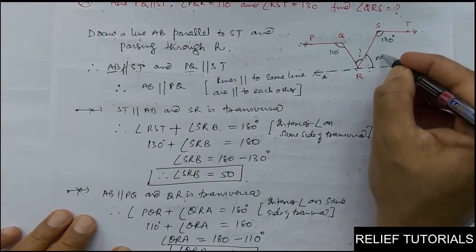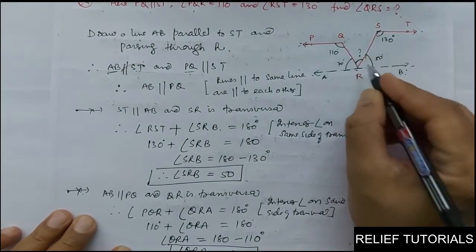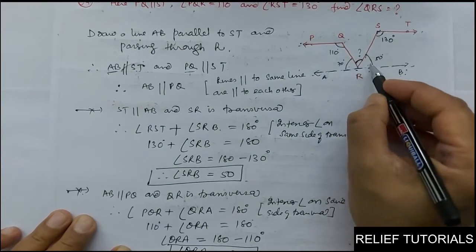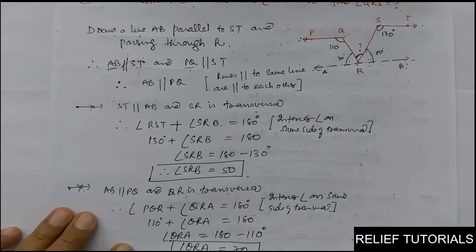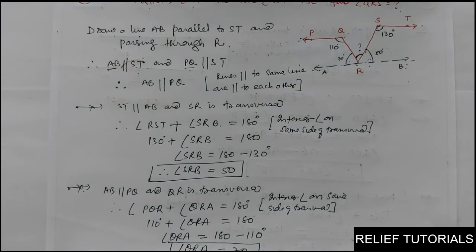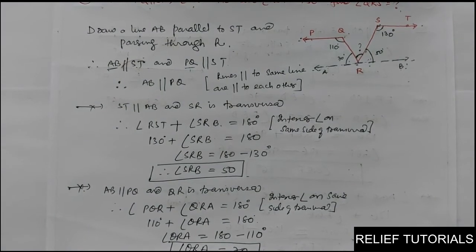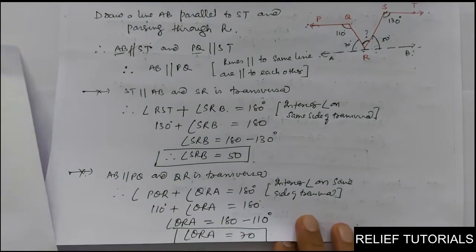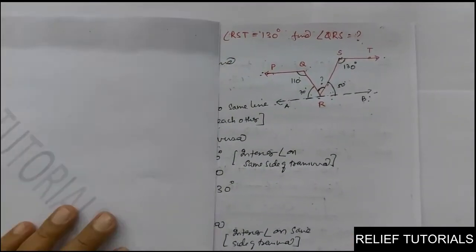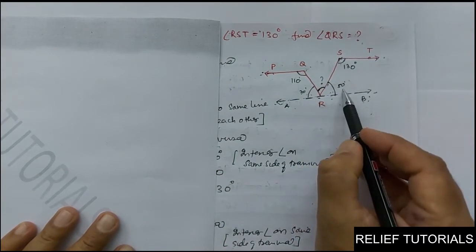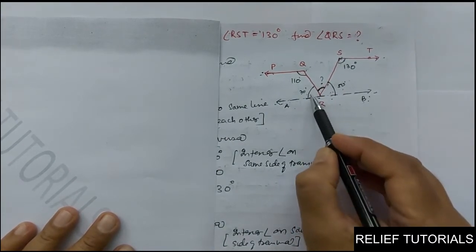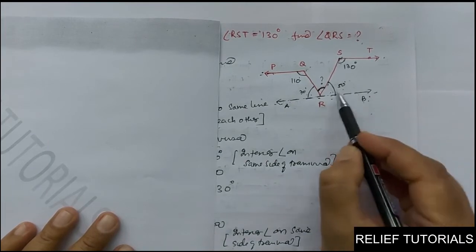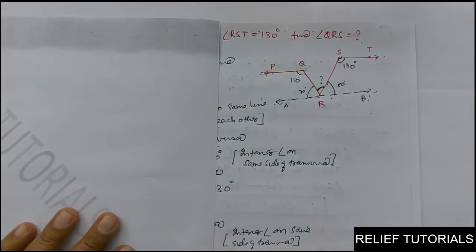So this you got 50, this you got 70. You want to find this angle. So the total of all these three angles is 180 degrees. Now, you got it, friends. So look at the diagram. This you got 70, this you got 50, you want to find these angles. So all these are the angles on a straight line. So their total is 180 degrees.